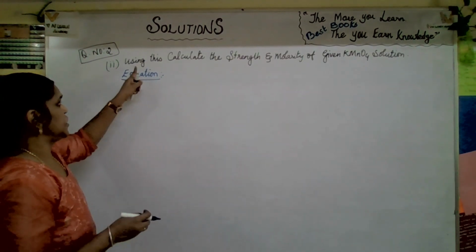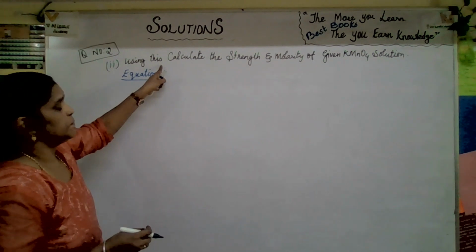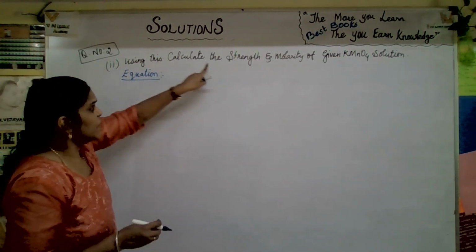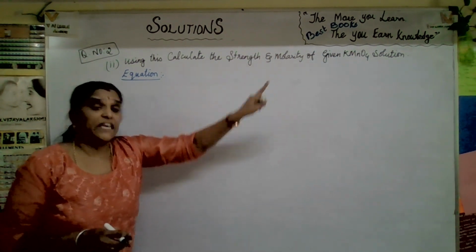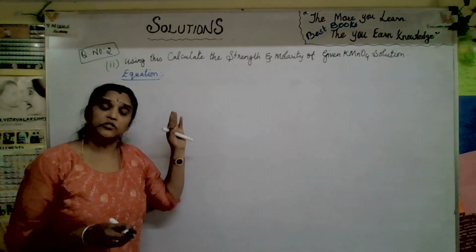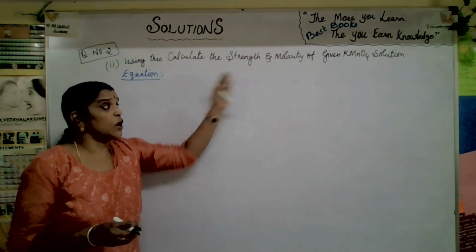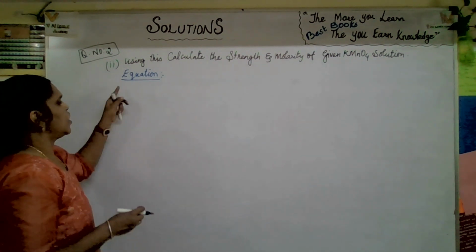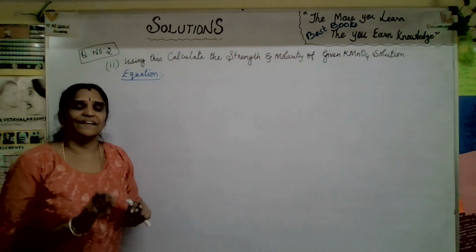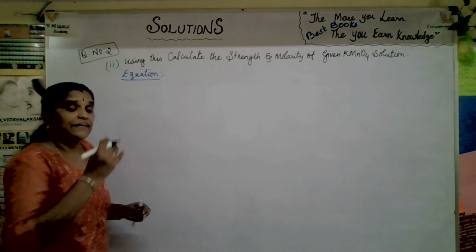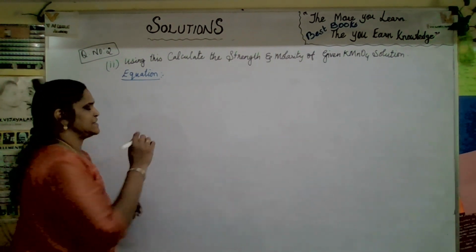Now the question continues. Using the previous question, using that molarity, calculate the strength and molarity of the given KMnO4, from known to unknown. So the FAS solution, we know this molarity. Now you have to find out the strength and molarity of the KMnO4 solution. Okay, now this is completely a redox reaction equation. Now let us write that KMnO4 versus FAS equation.